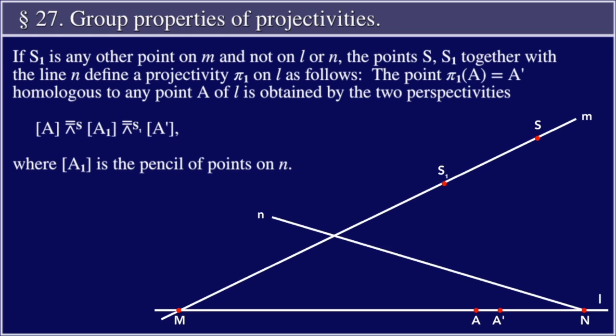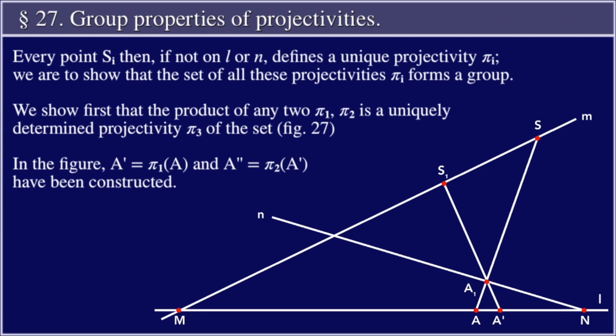The point pi1 of A, equal to A prime, homologous to any point A of L, is obtained by the 2 perspectivities. The pencil A is perspective with center S to the pencil A1, perspective with center S1 to the pencil A prime, where A1 is the pencil of points on n. Every point Si, then, if not on L or n, defines a unique projectivity pi sub i. We are to show that the set of all these projectivities pi sub i forms a group.